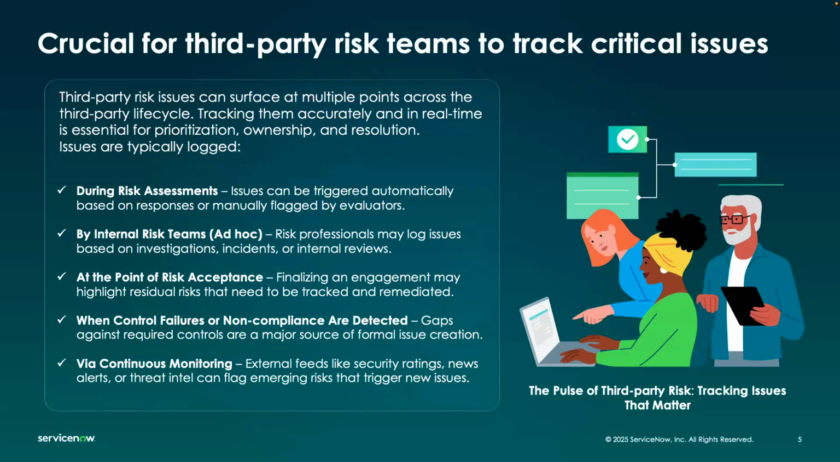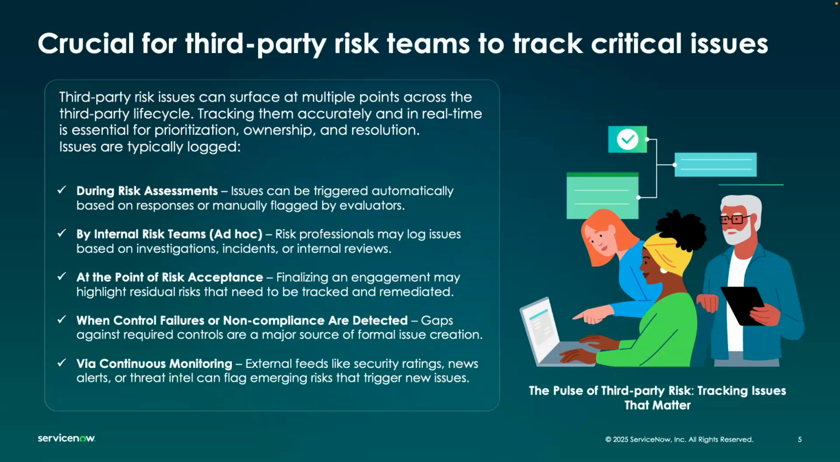One of the key challenges in third party risk management is keeping a pulse on where risk issues are coming from. It's not always a linear process. Issues don't just show up at the beginning or end of a vendor assessment. They can emerge at any point in the life cycle, and how we track and respond to them makes all the difference. First, issues are often logged during assessments, either manually by assessors or triggered automatically by answers that fall outside of acceptable thresholds.